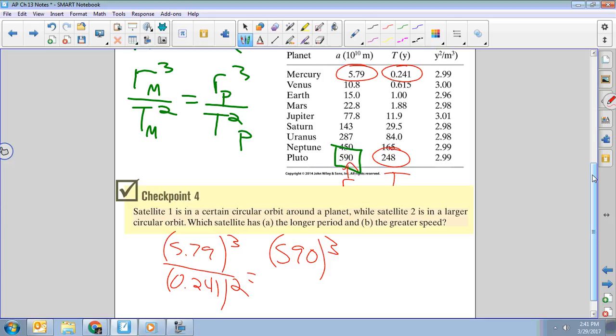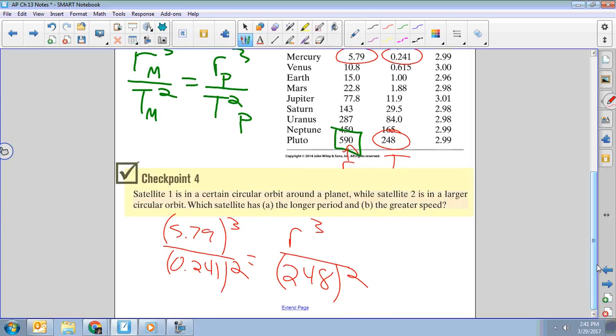What am I doing? R cubed over 248 squared. Wow. Sorry, guys. Apparently, I should not just make up examples on the spot. Right. Am I right now? Yep. Yeah. Cool.